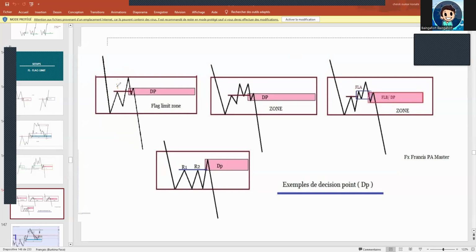Look at this one. Does it look like Quasimodo? Yes, correct. You can see it's a Quasimodo. The market is about the scales. Look, you will see the flag limit on the bigger, higher time frame, and maybe if you check in a lower time frame, you will see the decision point. And if you look well, you will see it is like high, low, higher high.